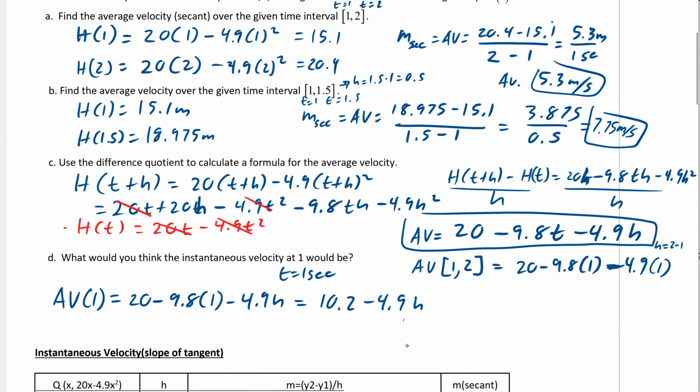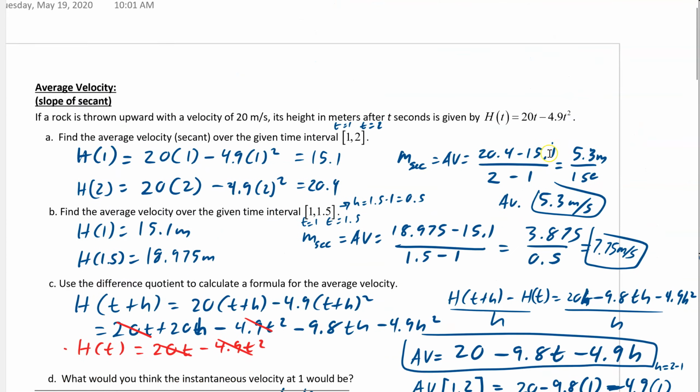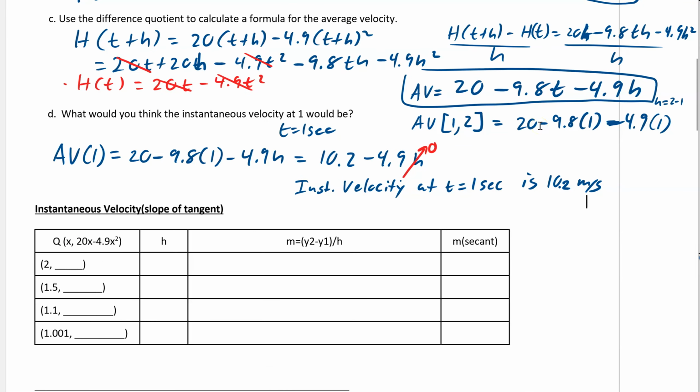So if you want to quickly find it, you just say h approaches 0, and so your instantaneous velocity at t equals 1 second would be 10.2 meters per second. So the difference quotient not only gives us all the average velocities, it also gives us our instantaneous velocity for our parabolas and our polynomials. A little bit trickier on the other ones.